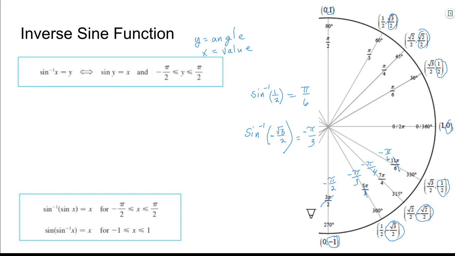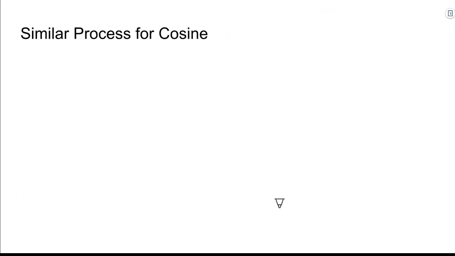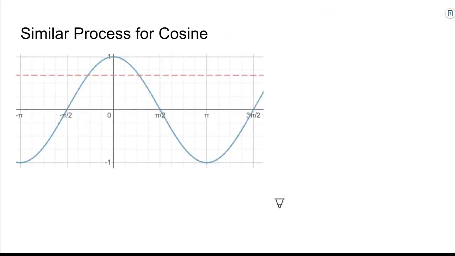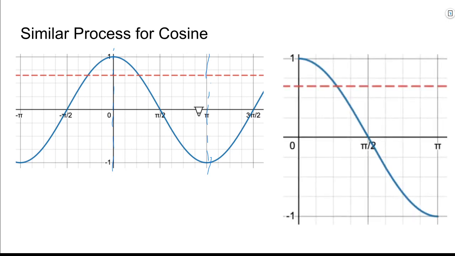Just the y coordinates. Okay. Similar process for cosine. We'll just highlight these. Again, we want to make it 1 to 1. Where do we go? Well, we can't go from negative pi over 2 to pi over 2, because that's not 1 to 1. So with cosine, the place we want to cut it is at 0, and one full period would be here, so we want to limit it from 0 to pi. So it's going to have a different domain. It goes from 0 to pi.